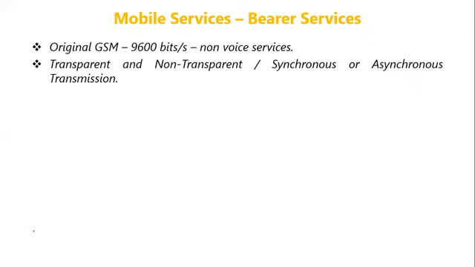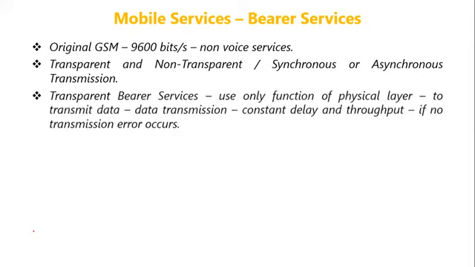Considering the transparent bearer services, they use only the function of the physical layer, that is layer 1, to transmit. The data transmission offered by transparent bearer services has a constant delay and throughput. If there are no errors, then the data transmission will have a constant delay and a constant throughput.